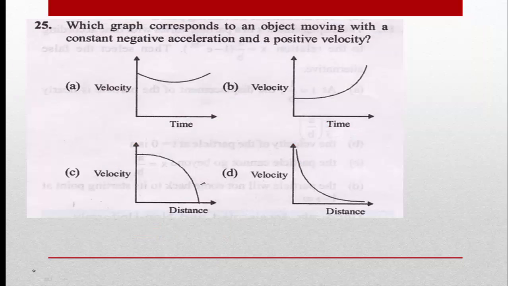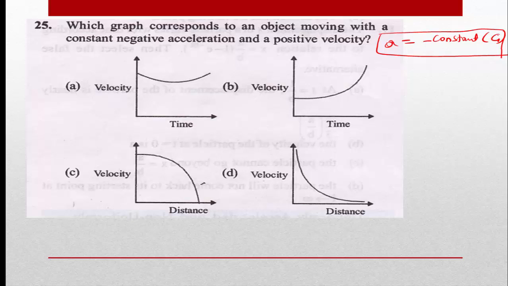And the next question is question number 25. Which graph corresponds to an object moving with a constant negative acceleration and positive velocity? Here, according to this question, the object is moving with constant negative acceleration, that is a is equal to minus constant.